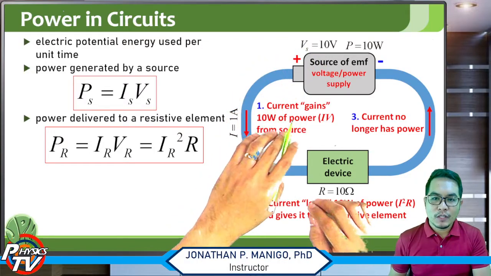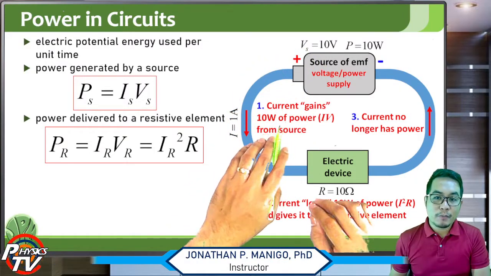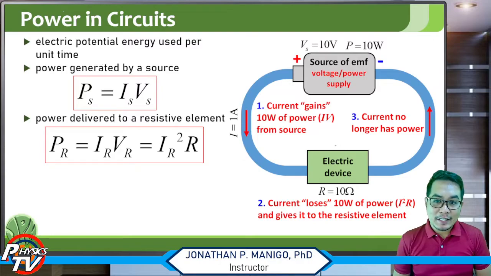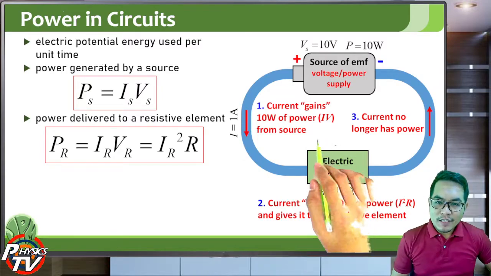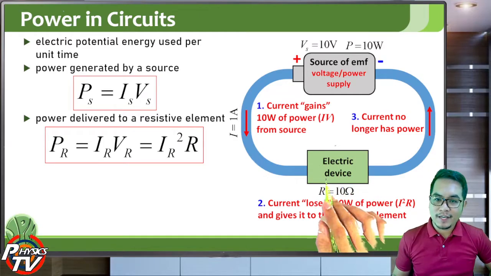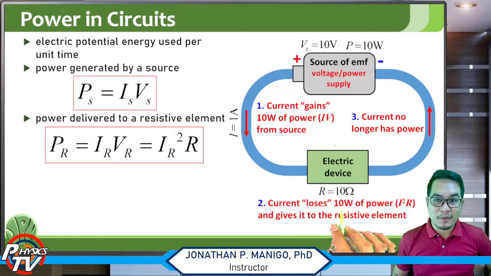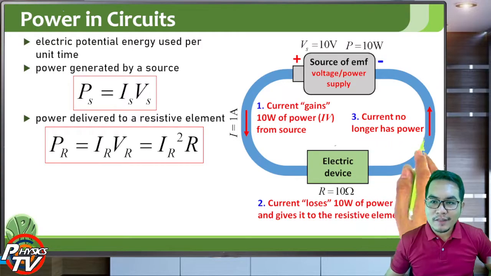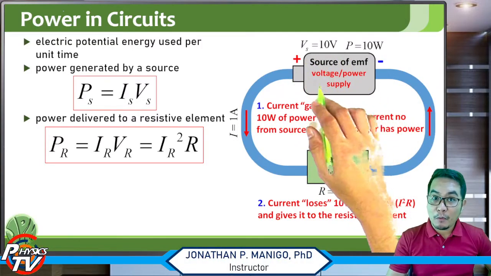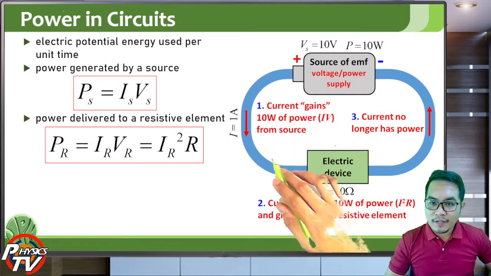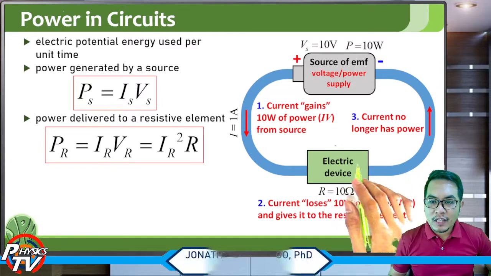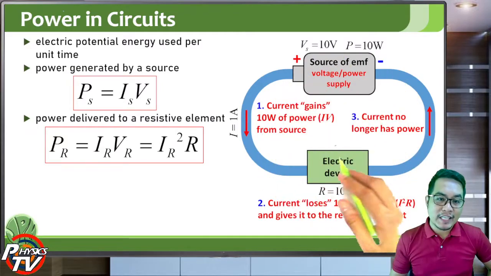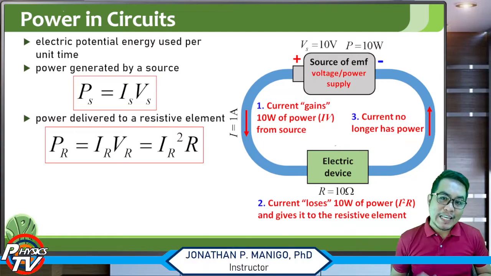Now, the current gains 10 watts of power from the source, and it will deliver those 10 watts of power to the resistive element. So when the current reaches the resistive element, such as an electric device, the current loses 10 watts of that power and gives it to the resistive element. And then the current no longer has power, and then it will again get 10 watts of power from the source, deliver it to the resistive element, and then it will no longer have any power, and then it will get power again from the source. So it's a repeating cycle. That's basically what happens in a simple circuit.